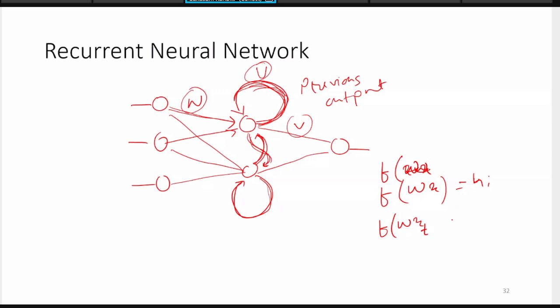At time t, WX_t plus U S of t minus 1, the output of the hidden layer for the previous input, right? This is what we are going to have as S at time t. This is the only change. So this second term will allow you to capture the sequential information.